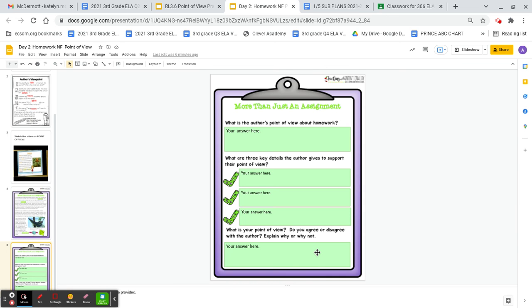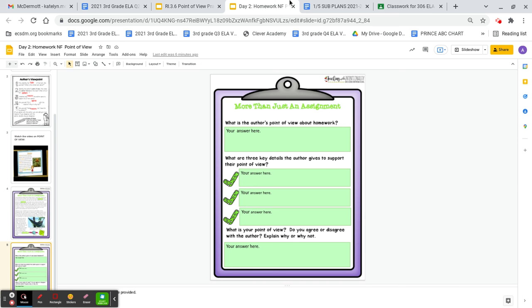And now finally, after we've decided what the author's point of view is and their reasons to support that, we have to think about, well, what's your point of view? Do you agree with the author? Why or why not? Well, I agree with the author that I think homework is beneficial, but you may not. You may think that homework takes away time from playing with your friends or doing your after school activities. You may think that it's boring, things like that. You can't just say, no, I don't agree. You have to give reasons why. You are entitled to your own opinion, always. You just have to support it with a reason why or why not.